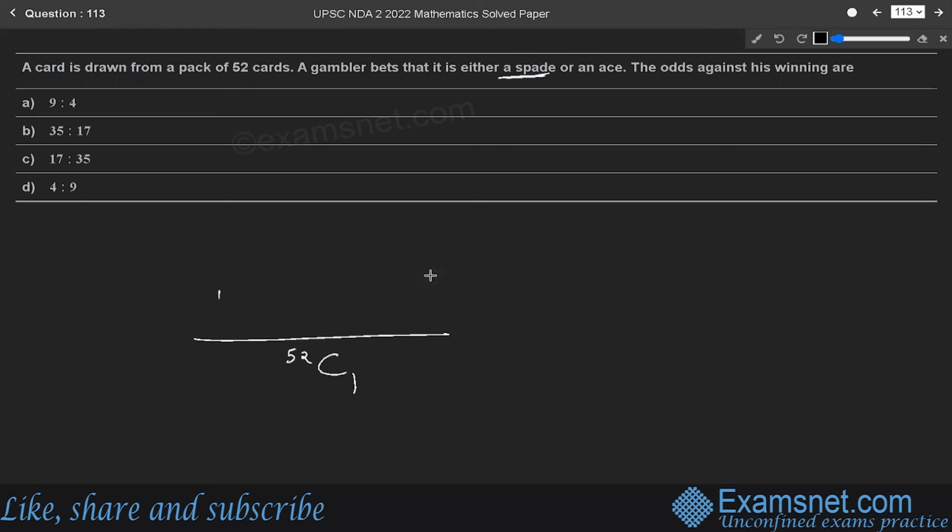So a spade means 13C1. From 13 we will take one spade, plus, or an ace. Total there are 4 aces, but 1 ace is already taken, so it will be 3C1. On further solving, it will be (13 plus 3) upon 52, which is 16 upon 52. On further cancelling it, it will be 4 upon 13.